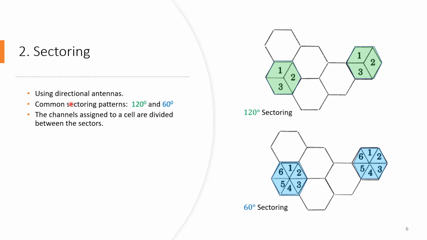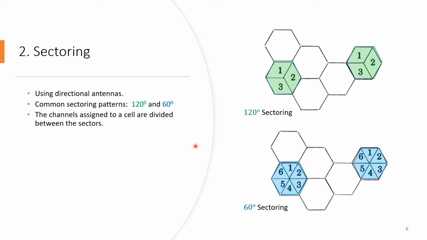And common examples include radiation patterns or sectoring patterns of 120 degrees. So the 360 here will be divided into 120. We need 3 directional antennas. This is very common. We can also have 60 degrees sectoring, where we have 6 antennas and they are going to cover 60 degrees each.